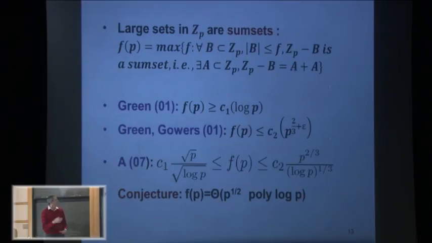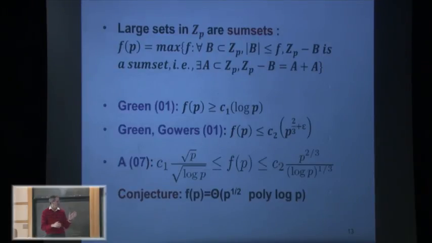And let's denote by f(p) the maximum f so that whenever we delete f elements from Z_p, then what we get is a sumset. We want to estimate this f(p). He showed that it's at least some constant, 1 over 9, maybe log p. And with Gowers, he showed that it is not much more than p to the 2/3 plus epsilon. I could improve this bound, so indeed it behaves like a power: f(p) is at least square root p over square root log p up to a constant, and at most p to the 2/3 over some log factor.